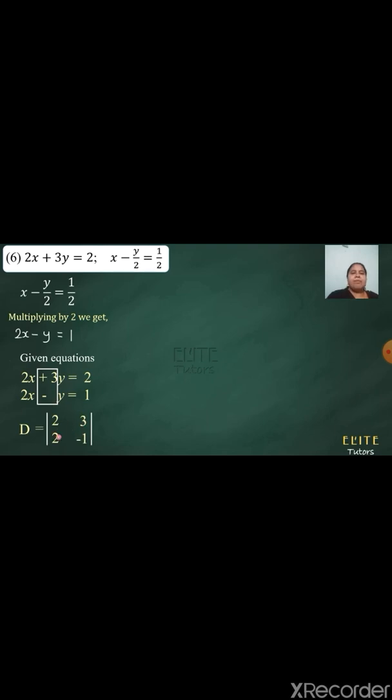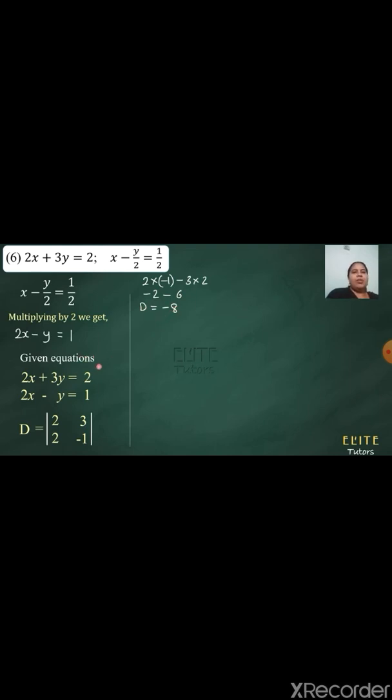Now again the same method, diagonally multiplying it and subtracting it. So I will write 2 into minus 1, that is minus 2, and there should be a minus sign in between, 3 into 2. Whenever we take a minus sign, it's better that we put it in a bracket. So 2 into minus 1 is minus 2, minus 3 into 2 is minus 6. So the answer comes to determinant is equal to minus 8.